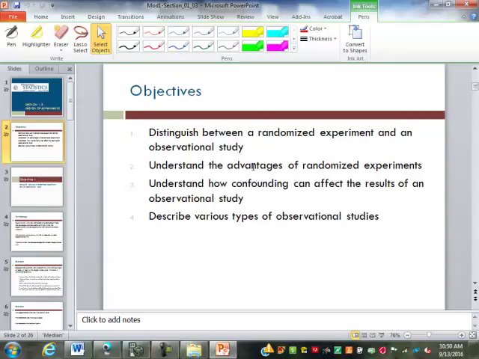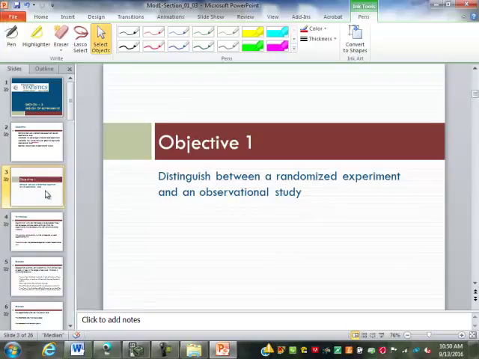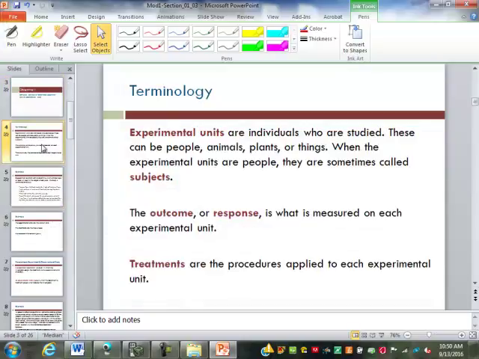Advantages of randomized experiments, advantages and disadvantages, of course. Understand how confounding can affect things. Confounding is a huge thing. That's when outside issues affect our data, and we'll talk about that. And then describe various types of observational studies. So let's take a look at randomized experiments versus observational studies.